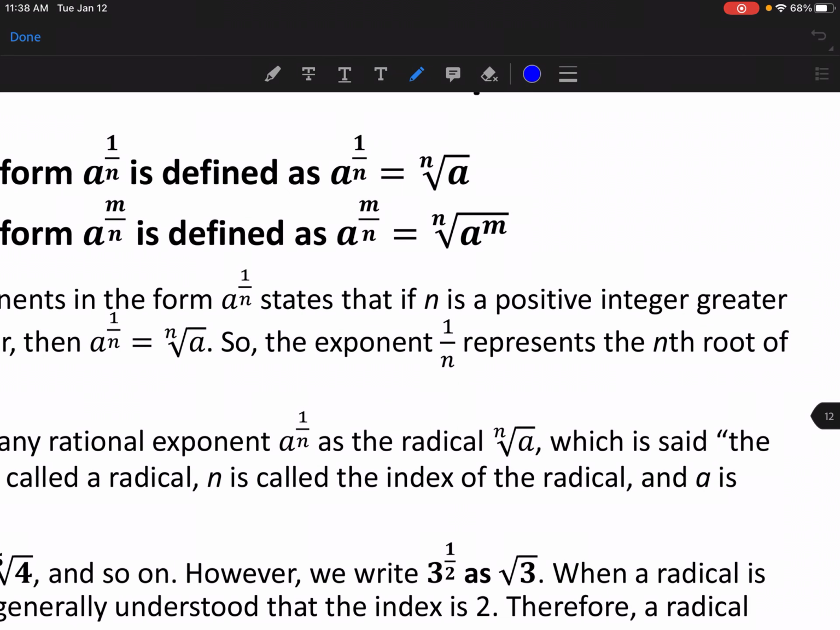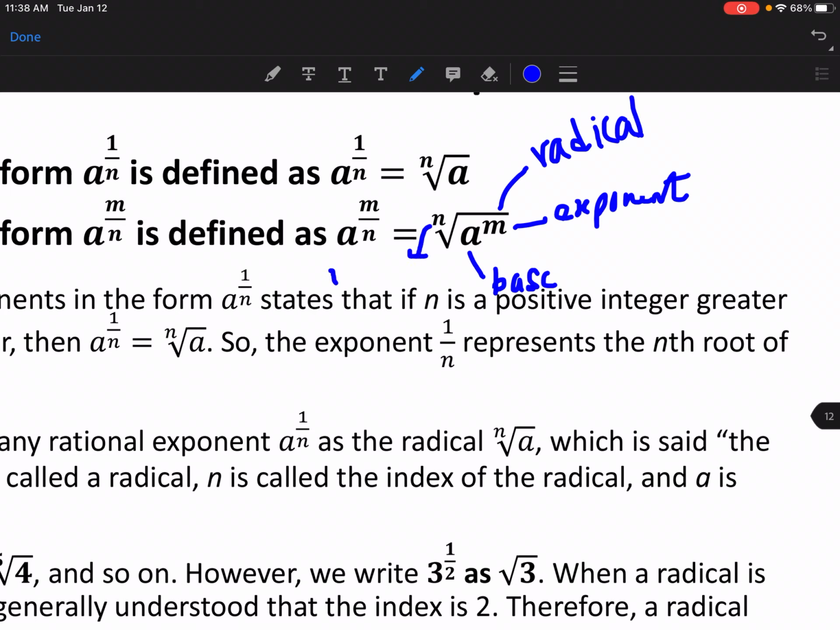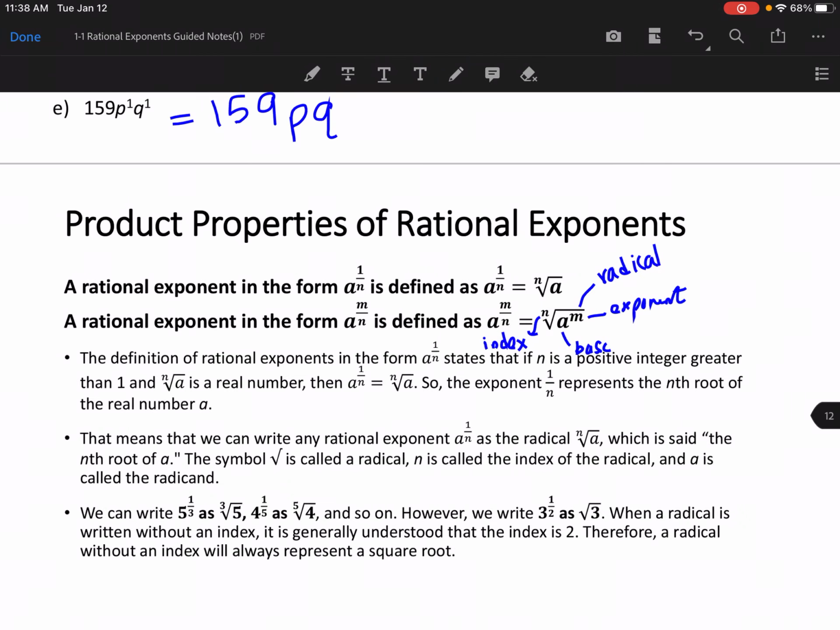So here, my a is my base. And here, as we know, this is my exponent. This sign right here is called a radical. And the n here is called my index. So if you have a to the m over n, we can rewrite this as the nth root of a to the m. I'm going to write down below here, we're going to look at a few of these.